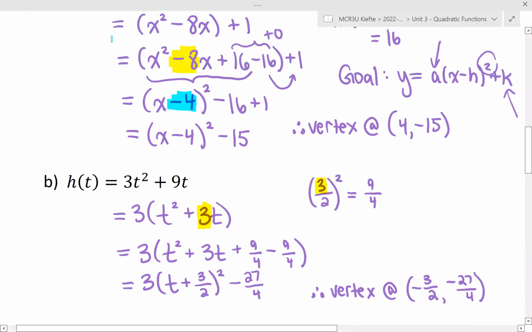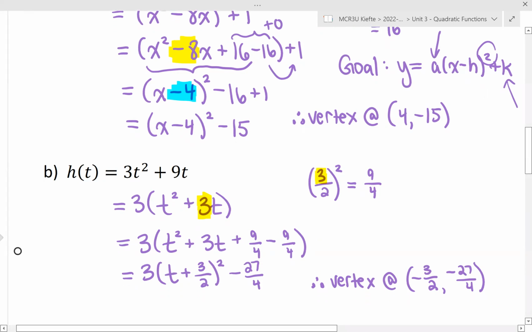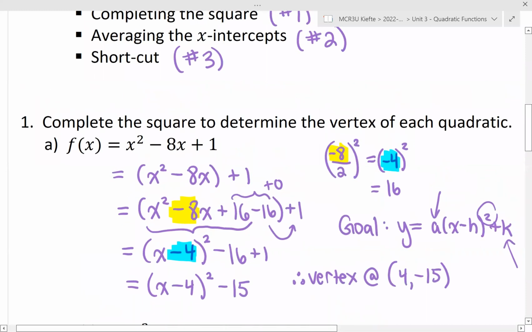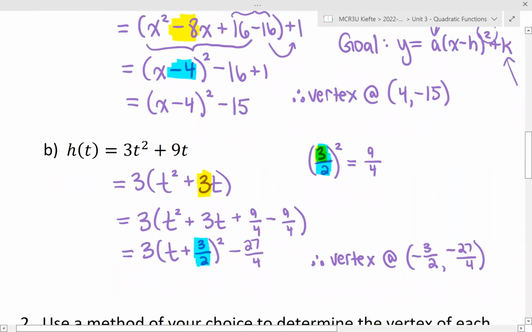And here, you can see that we have added 9/4 and subtracted 9/4. So we haven't changed anything yet. And we're going to factor that perfect square trinomial. And again, you can see that that is just our value before we squared it. Just like up here, before we squared it, that was the number that went in there.